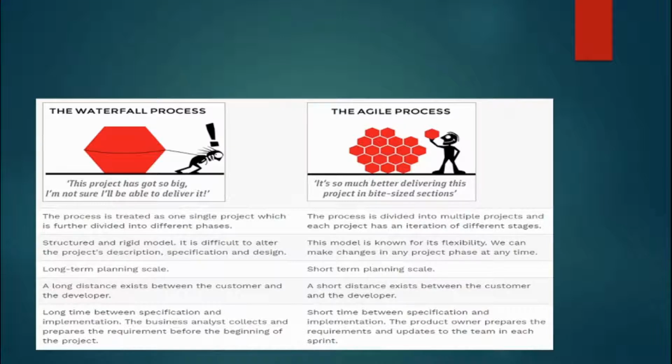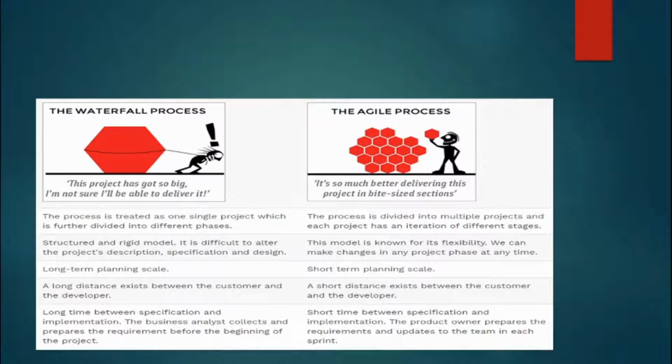In waterfall, a long distance exists between the customer and the developer. You can say there is no communication at all between the customer and the developer after the requirement analysis phase, whereas in the agile process there is frequent communication between the customer and the developer, and also the feedback from the customer is taken and considered. In waterfall, there is a long time between specification and implementation, whereas in the agile model, a short time between specification and implementation.